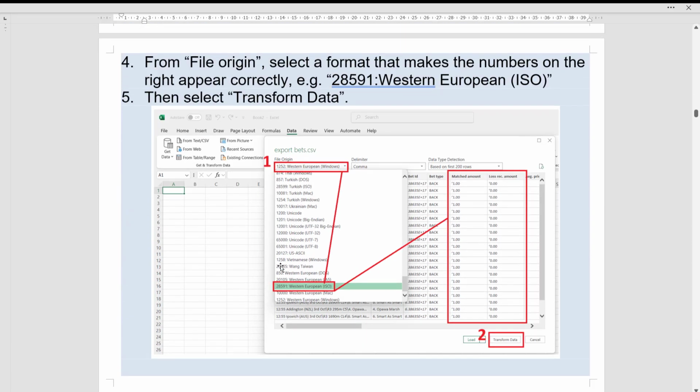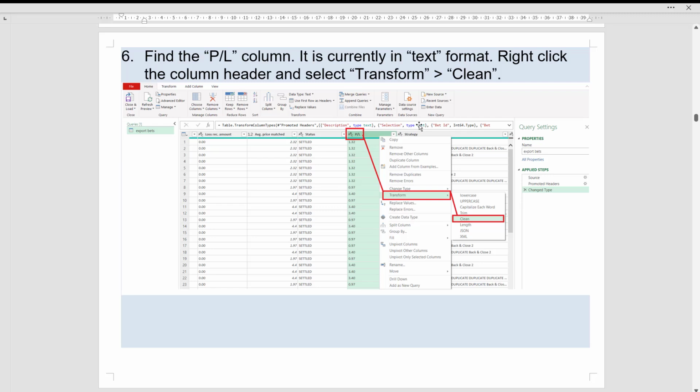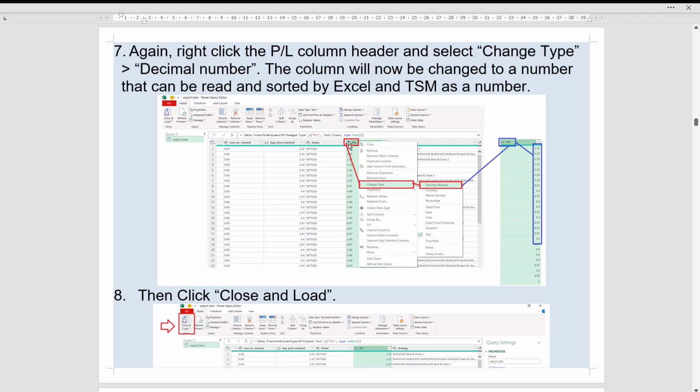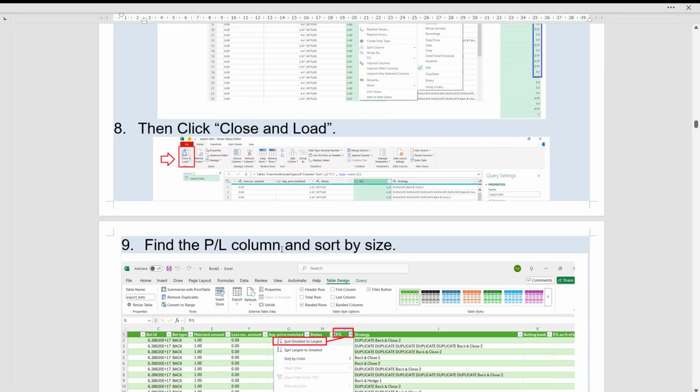And then once you've imported it, first change the file origin to clean up the numbers slightly so they look like numbers. Then click Transform Data. Once you've entered into the transform data form, find the PL column and first clean it up. Click transform and clean. Once you've done that, click on the column again and change the type to a decimal number. Once you've done that, you can close and load.